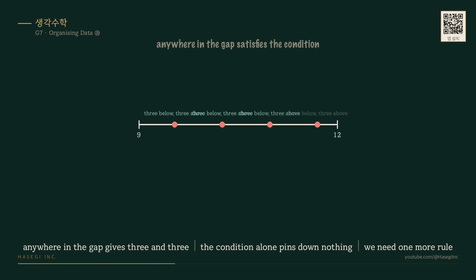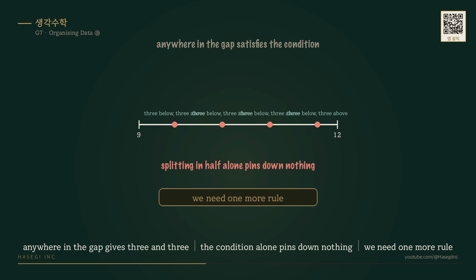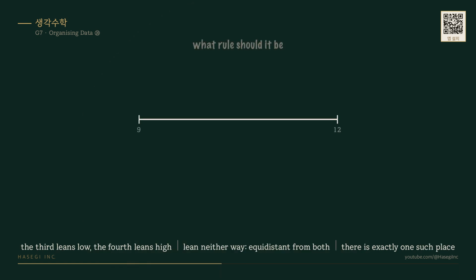Any number greater than the third and less than the fourth leaves 3 below and 3 above, which is to say the halving condition on its own does not pin down a single value. We need one more rule. What rule should it be?